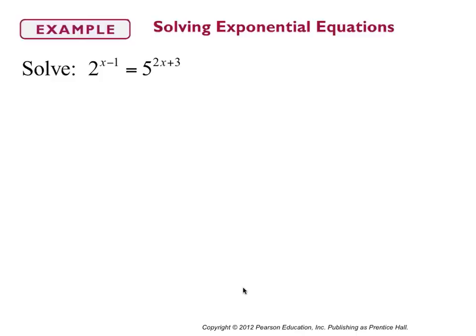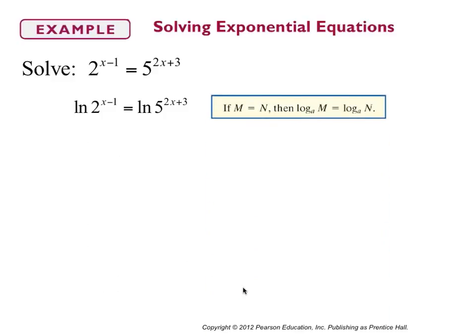All right, this is about as bad as it gets, something where we have x's in both exponents. So if we have 2 to the x minus 1 equals 5 to the 2x plus 3, in order to get rid of that, we're going to have to take log or natural log of both sides. So let's go ahead and take natural log. So we have ln of 2 to the x minus 1 equals ln of 5 to the 2x plus 3.